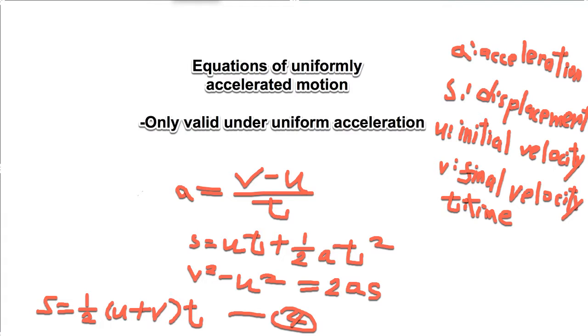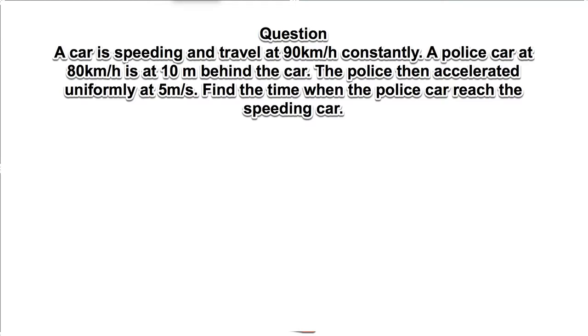Now we shall go for a practice question. Here's our question. A car is speeding and travels at 90 kilometers per hour constantly. A police car at 80 kilometers per hour is 10 meters behind the car. The police car then accelerates uniformly at 5 meters per second squared. Find the time when the police car reaches the speeding car.